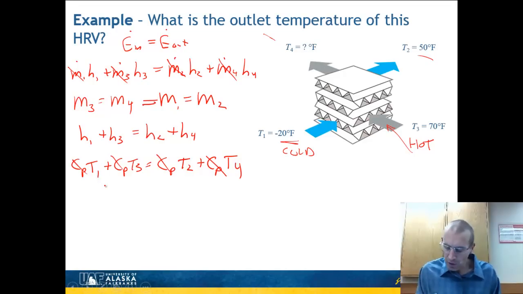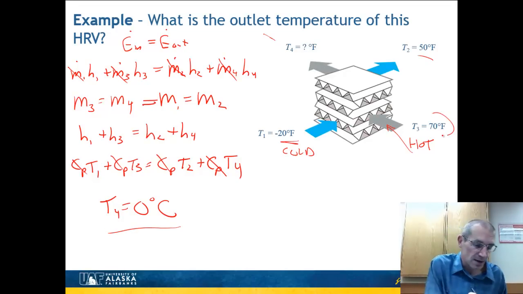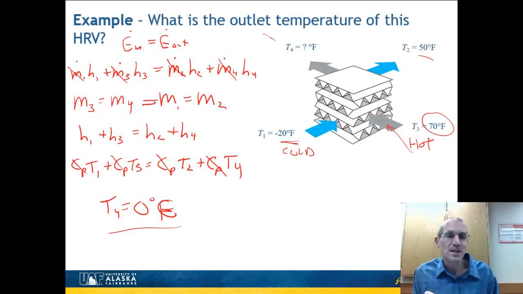I can cancel those terms, and I end up finding out, not surprisingly, what my outlet temperature is going to be. If I have a 70-degree temperature rise in cold air, I'm going to have a 70-degree temperature drop in the outlet. And so T4 is going to be equal to 0 degrees Celsius. So that's the temperature that leaves after the heat recovery unit. So it went in at my nice balmy, oops, sorry, that's Fahrenheit. Went in at my nice balmy 70 degrees Fahrenheit, and it dropped down to 0. So I was able to extract a lot of energy from it.